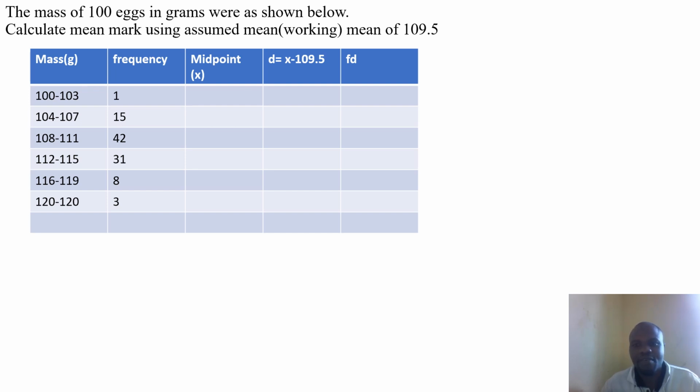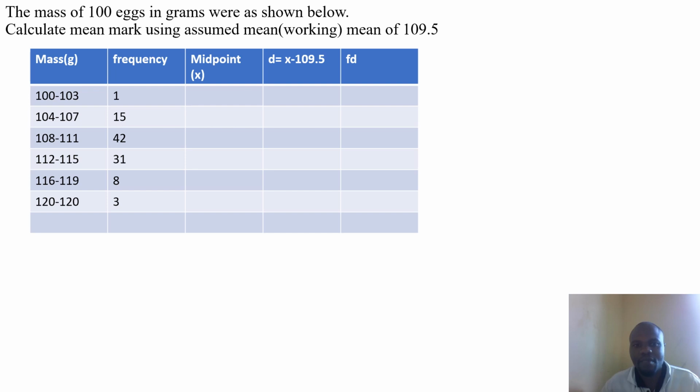So this is our case of grouped data, and the next thing that we are supposed to calculate is the midpoint. And how do we calculate the midpoint? We take the class intervals and divide by 2. In my case here, I'm going to have 100 plus 103 divided by 2.